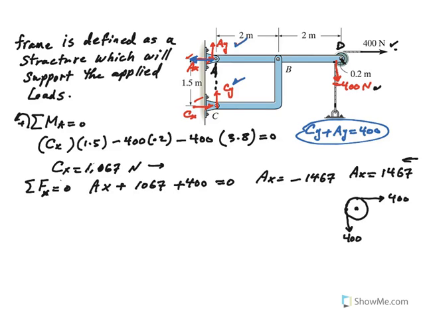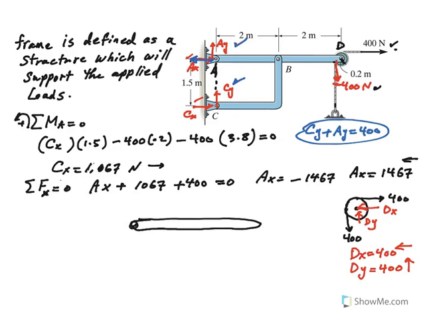At D, you have a pin, so you're going to have a dx and a dy. Just by inspection, dx must be equal to 400, and dy should be equal to what? 400 up. But now, if you come and draw the free body diagram of your member ABD, notice that you already know that AX is 1467. Have no idea what AY should be. We might be wrong about the direction.